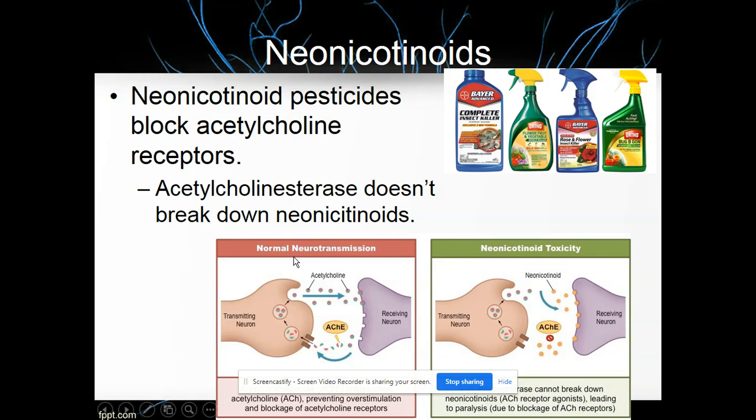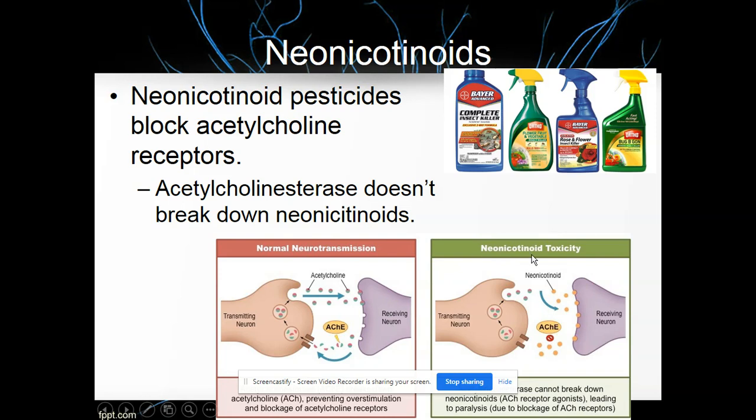So for normal neurotransmission of acetylcholine, here again is our presynaptic neuron. Acetylcholine is released, it binds to the receptor. The muscle cell is going to contract. The enzyme breaks it down, it goes back into the cell, it's recycled, and then we can contract again, it gets recycled, we can contract again.